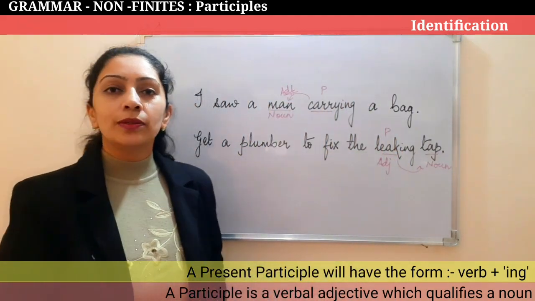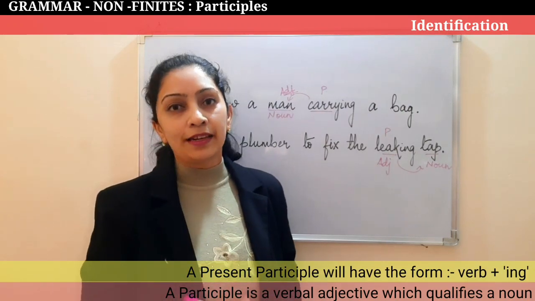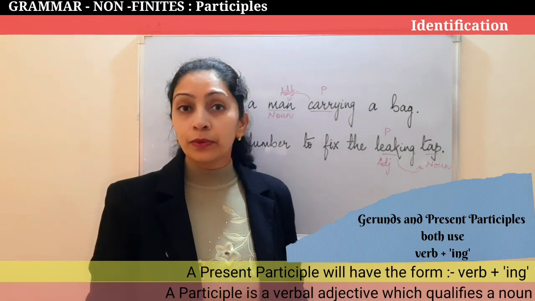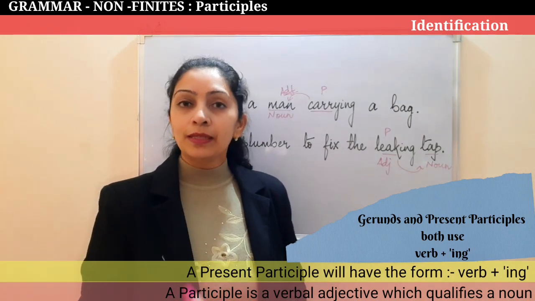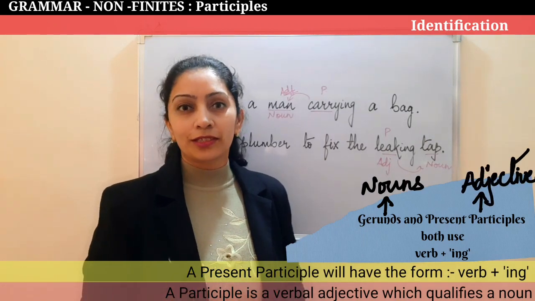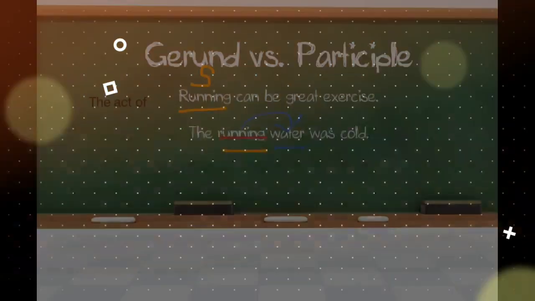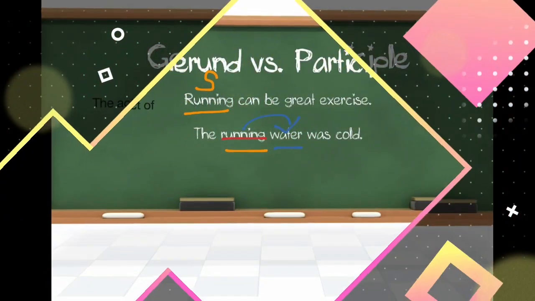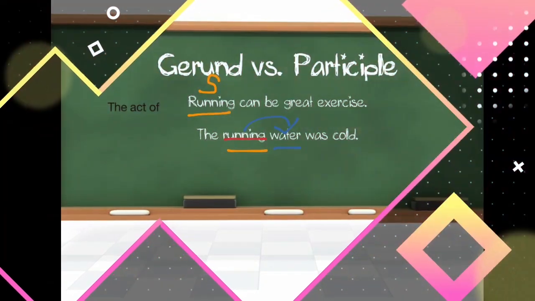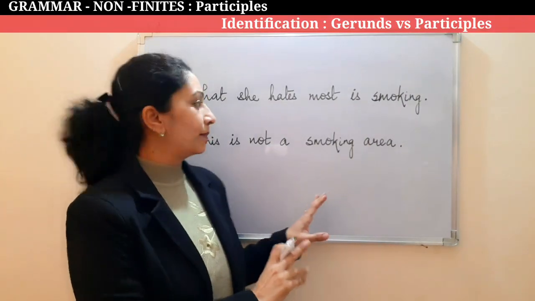Now in the last session, the session on gerunds, I had told you how to differentiate between participles and gerunds, because gerunds also use the ing form of the verb. So how do we know the difference? Very simple. Gerunds are used as nouns, whereas participles are used as adjectives. Let's look at two examples to differentiate between both of them.